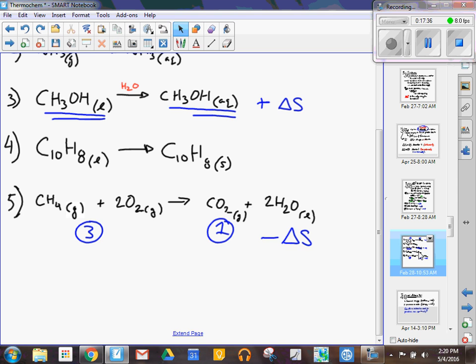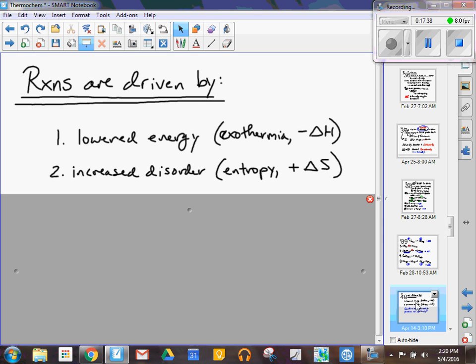So all this talk about entropy, what does it mean? Well, all reactions are driven by 2 things. We've talked a lot about exothermic reactions, a loss of energy from reactants to products. Nature likes to be in that low energy state. So reactions tend to go forward spontaneously if they're exothermic, but if they also increase disorder, have a positive delta S, then they also tend to go forward.